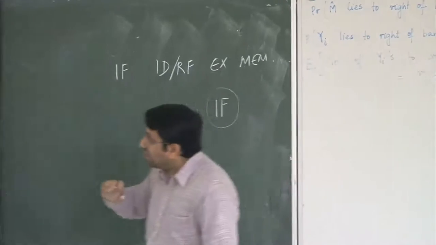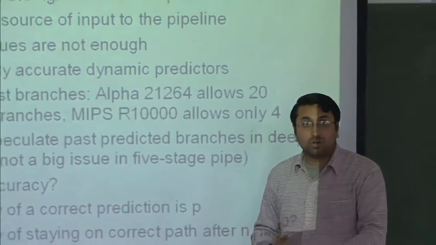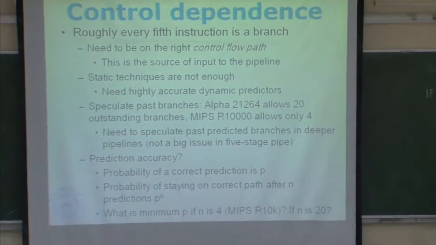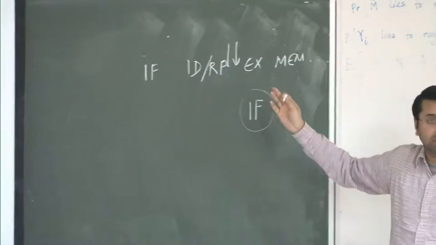So you'll never encounter this situation that you are on the predicted path and you encounter one more branch which you have to predict. But if you insert a few more stages here, you can easily see that now that's going to happen.